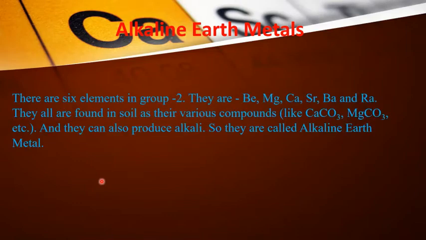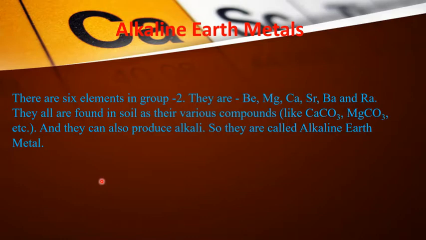Now, our second group, alkaline earth metals. The elements of group 2 are called alkaline earth metals. The elements of group 2 are beryllium, magnesium, calcium, strontium, barium and radium. These 6 elements are called alkaline earth metals because they are found in soil, in the earth, as various compounds like calcium carbonate, magnesium carbonate, calcium chloride, etc. And they can also produce alkali. So they are called alkaline earth metals.